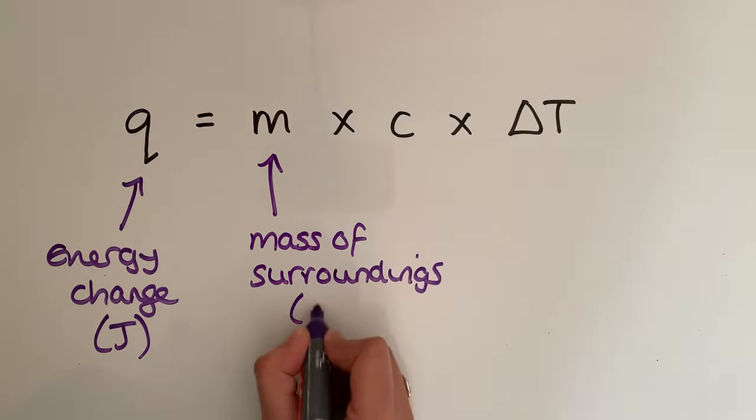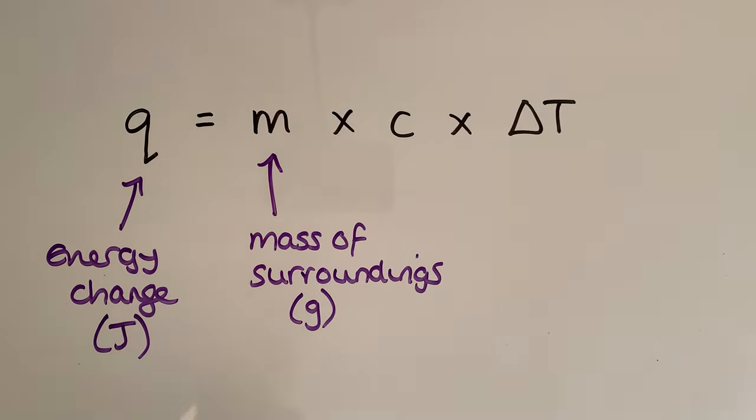And this is usually going to be in grams. And it's very important to know what we mean by the surroundings, okay? Because you may have quite a few different mass readings. It's important to know that the surroundings in the experiment are going to be where your thermometer is. So if your thermometer is in a can of water, you need to get the mass of the water, not the can. And if it's in a solution, you then need to work out the mass of the solution. Okay, so mass of the surroundings is where your thermometer is.